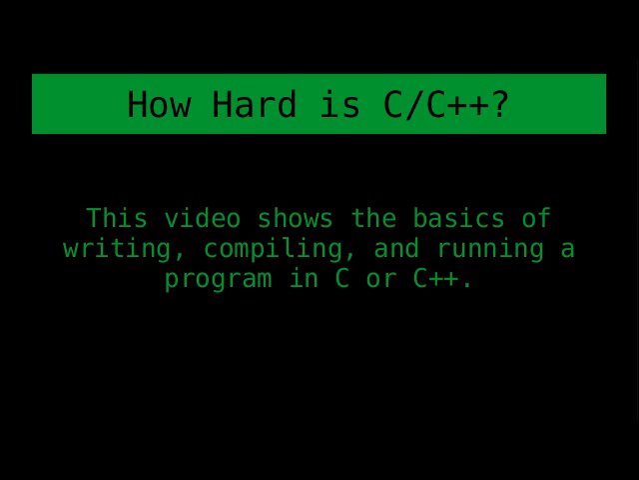Well, let's see how hard it is to write a program in C or C++. I'm going to be using one video for both of these languages because, especially on this basic level, they're so similar they actually use the same compilers in many cases. So we're going to write one program that's compatible with both languages, and we're going to use a common compiler that would work between both languages, and we are going to write, compile, and run this program.